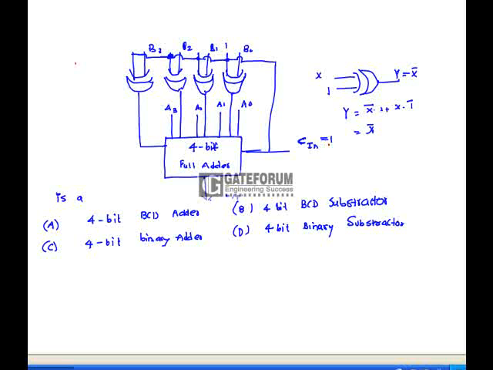Then we are adding carry 1, that is A3, A2, A1, A0, and the ones complement B data bits, and then we are adding 1, which means it is a 2's complement of the B data. Then we are adding it to the A data, which means the output is nothing but A minus B. So it is a 4-bit binary subtractor, that is option D is correct.